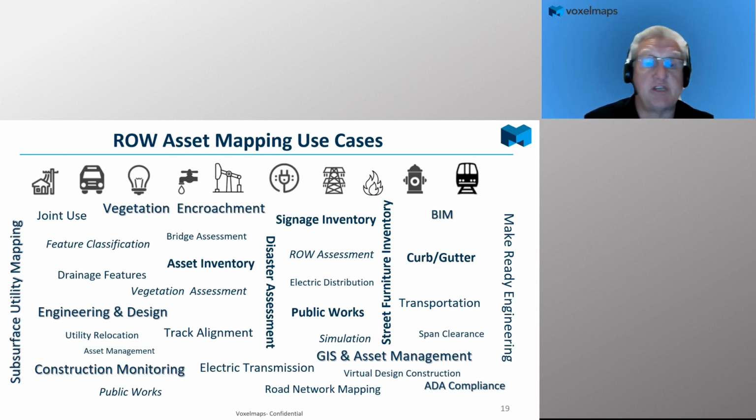What do I want to do within that? I want to do a bridge assessment. I want to identify all my drainage features and culverts. Or I want to do a signage inventory or curb and gutter, and within the curbs, I need to find places that need to have ADA compliance. So I look at the right of way as an ecosystem with potential use cases across a wide variety of different markets. I'll share with you some of the use cases that we've been involved in at Voxelmaps.